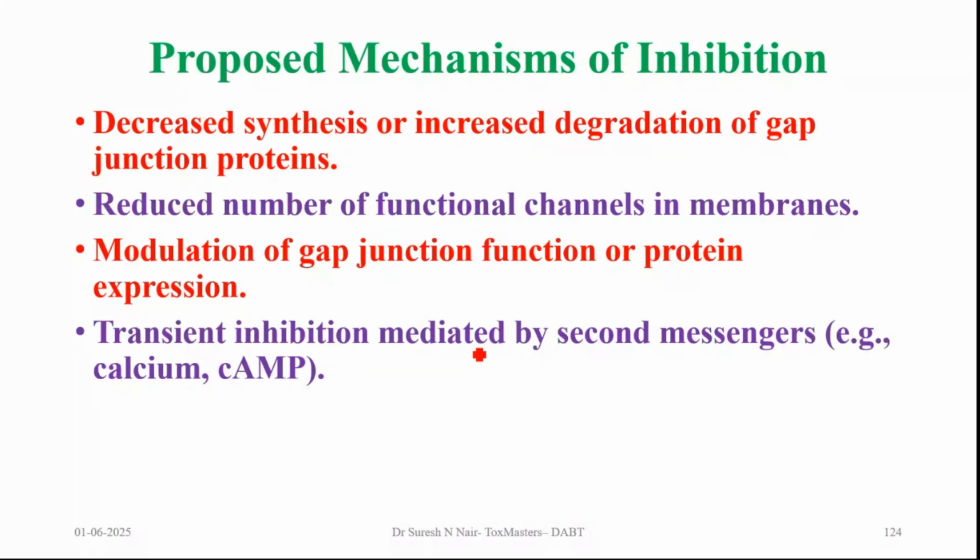Then the proposed mechanism of inhibition is decreased synthesis or increased degradation of the gap junction protein. So remember, these things are not clearly given in the textbook. They have given some bits and pieces only. So I have referred to some other textbook to create this material for easy understanding by you.